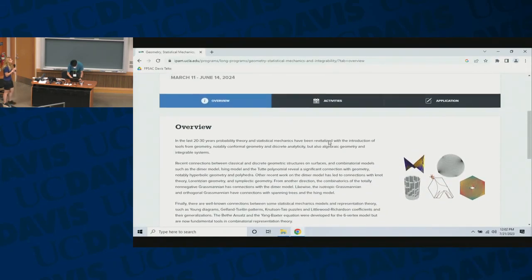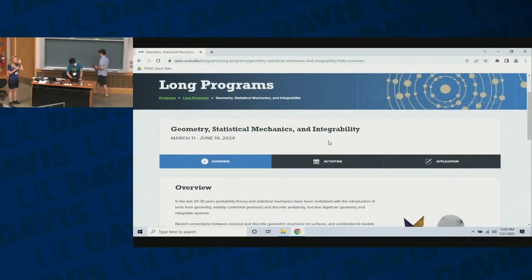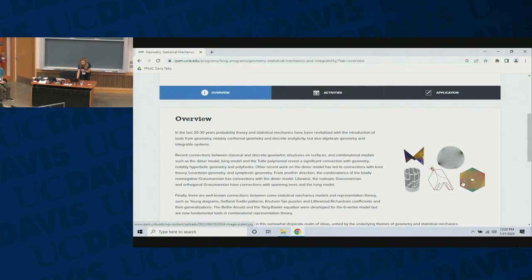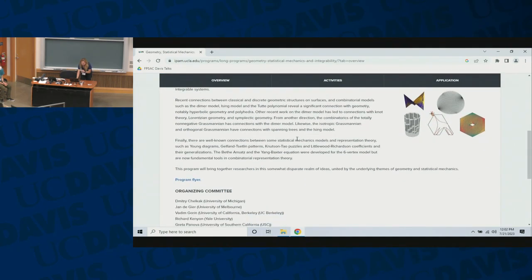Hello. So we wanted to advertise a program happening in spring 2024, not too far from here, at IPAM. This is the Institute for Pure and Applied Mathematics, which is at UCLA, right next to the math department. The program name is Geometry, Statistical Mechanics, and Integrability. You may not see combinatorics or algebra in the title, but I promise you there are some things that may be familiar. So here is a plane partition, lozenge tiling, cylindric plane partition. So it actually may be relevant.